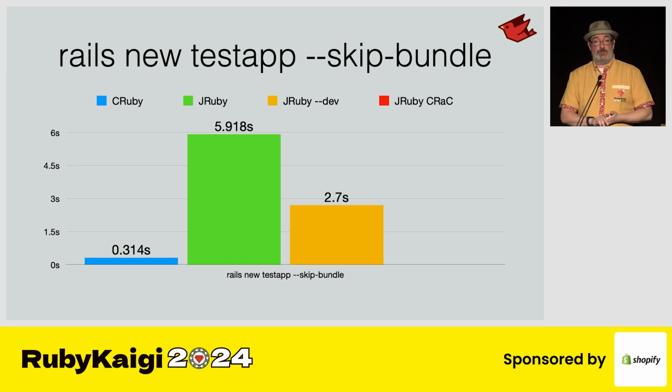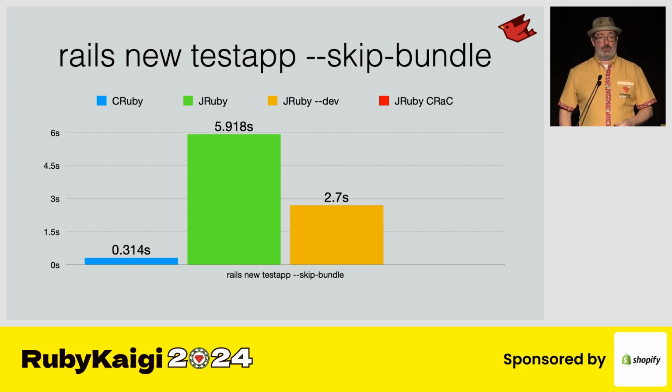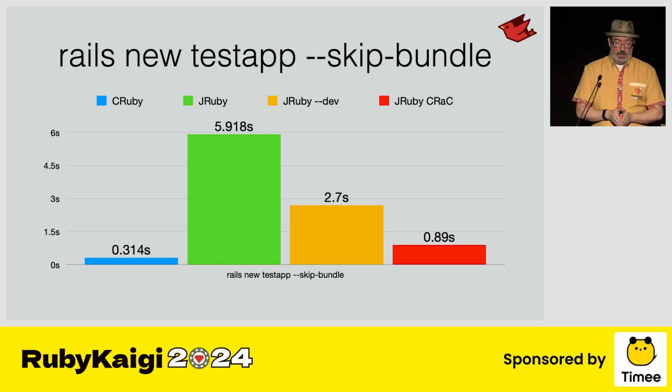Here, the dev mode makes a bigger difference. We're running more code. It takes longer in general. There's more optimizations happening. But dev actually speeds up quite a bit. And then again, checkpointing making a huge difference here. Once you get down under a second, most people aren't going to complain about JRuby startup time. So we're very hopeful that this feature gets into standard JVMs, and we're exploring it more and more now.